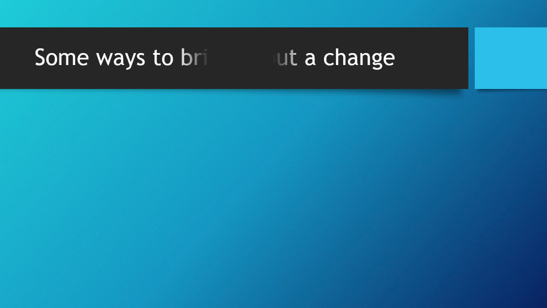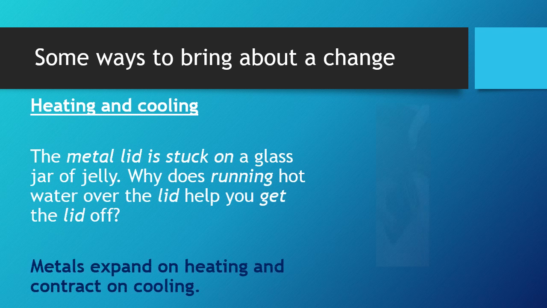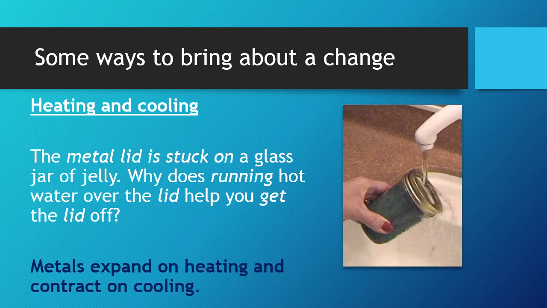We have studied many examples of changes. Let us know how these changes take place. Some ways by which we can bring about changes are heating, cooling, and mixing. Let us study about them in detail.